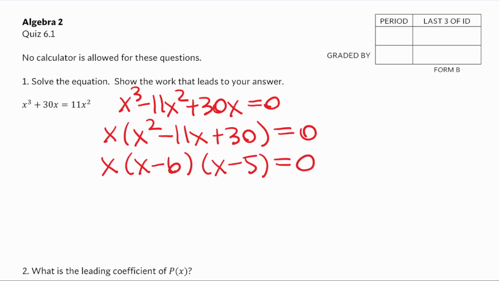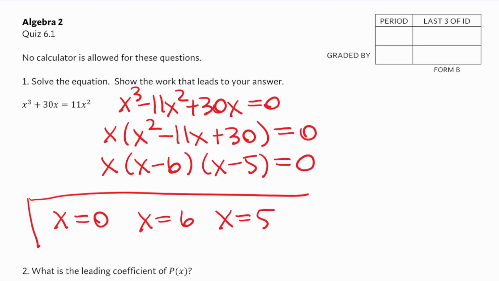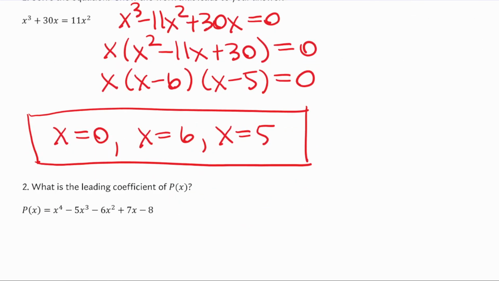Okay, and then I think about, okay, x could equal 0. That would cause the equation to be true. X could equal 6, making x minus 6 equal to 0, making the whole equation true. Or maybe x could equal 5, which would make x minus 5 equal to 0, thereby making the equation true. Okay, so these are going to be my values of x that make the equation true.